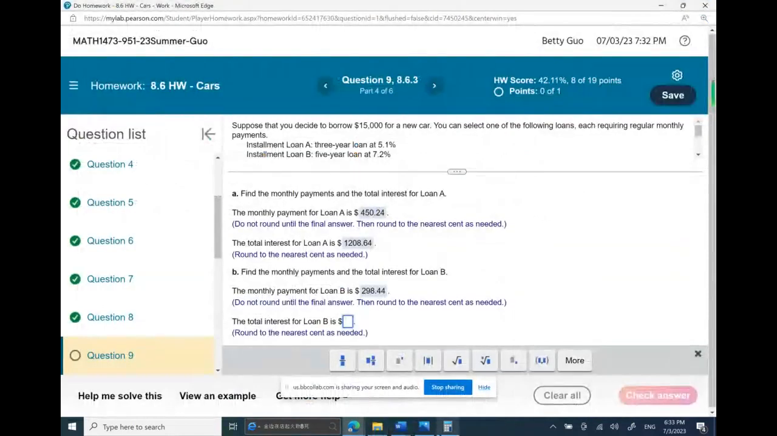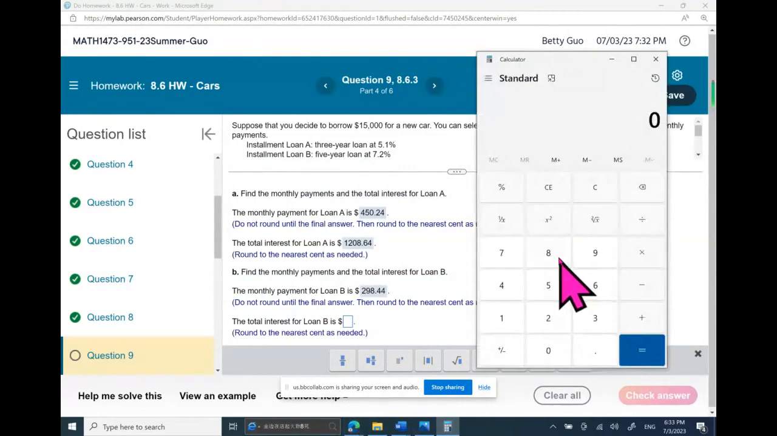For Plan B, what's the interest? We pay $298.44 every month. For how many months? It's a 5-year loan, so 60 months. So multiply by 60, and that's how much money we pay in total over the 5 years.